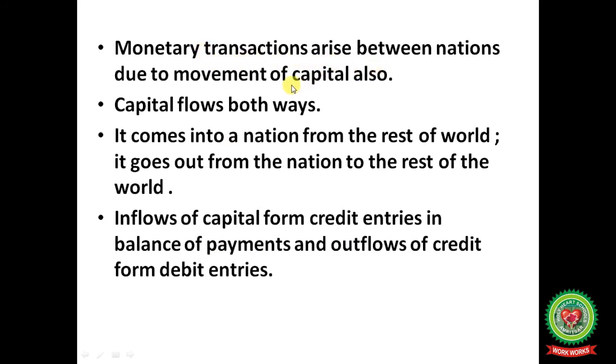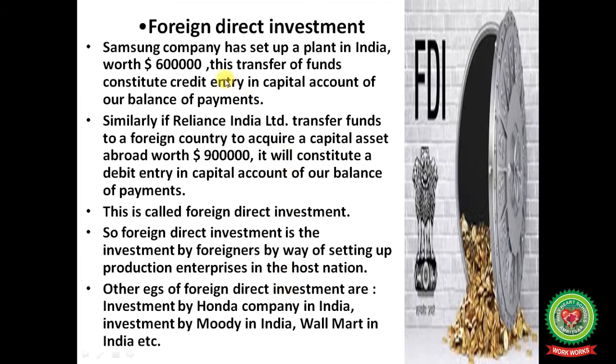Monetary transactions arise between nations due to the movement of capital also. Capital flows both ways. It either comes into the nation from the rest of the world, or it goes out from the nation to the rest of the world. Inflows of capital form credit entries in the balance of payments and outflows form debit entries. Foreign direct investment: suppose a Samsung company has set up a plant in India worth $6 lakhs.